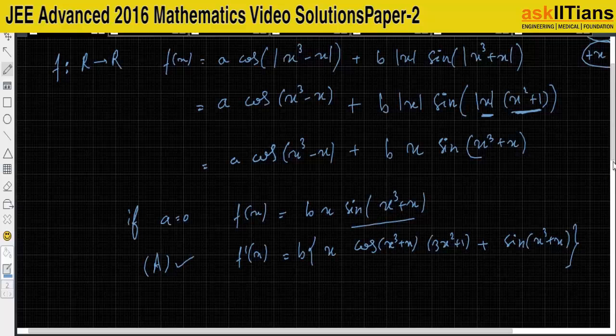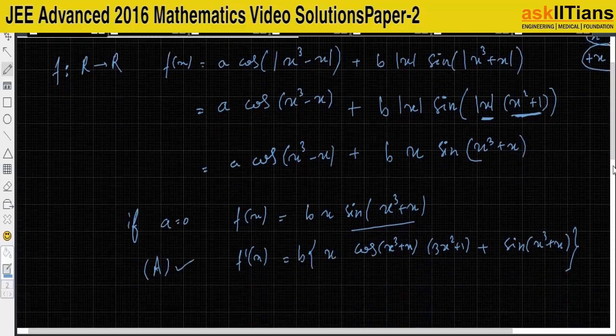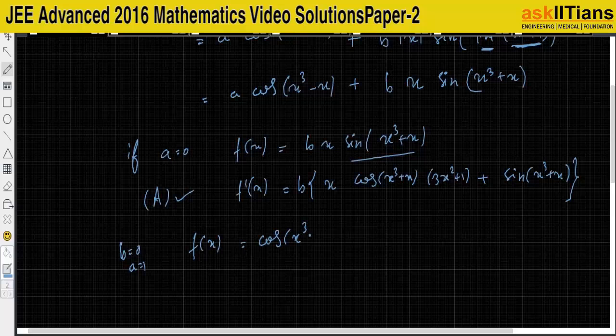Next option says that if a is equal to 1 and b is equal to 0, then the function will be this, cos of x cube minus x. So whether this function is differentiable or not at x equal to 1, that I have to check, right? So we can say this is a continuous and differentiable function, right? Again this is a continuous and it is a differentiable function.